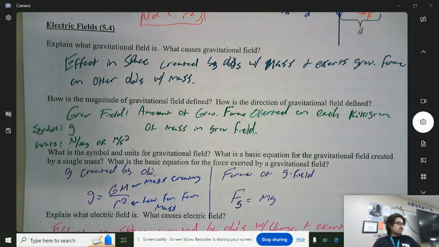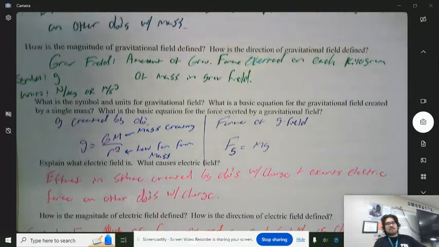Whether it's acceleration or the force due to gravity, but it's the same number either way. It's the amount of grav force exerted by each kilogram, or on each kilogram of mass in a grav field. So for every kilogram of mass that I have, I get this many newtons of force applied to each kilogram of mass that is in that gravitational field. And well, I'm entirely in the gravitational field.